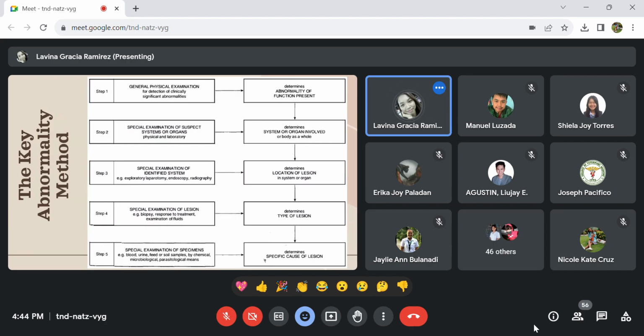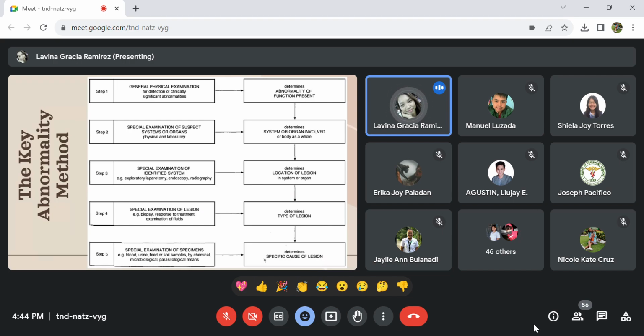To know that more, you can get samples for laboratory, or for physical activities, you check the movement. Is the animal recumbent, can it no longer stand? Those are just problems found in the physical examination that could lead you to more ways to identify the suspect systems or organs affected. So this is determining the system or organ involved.